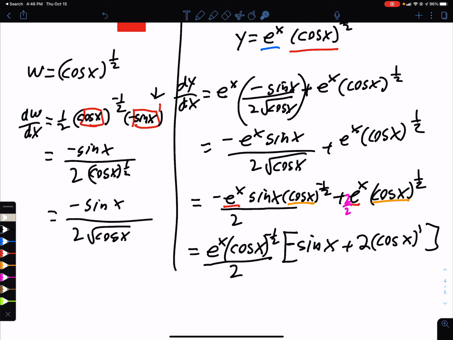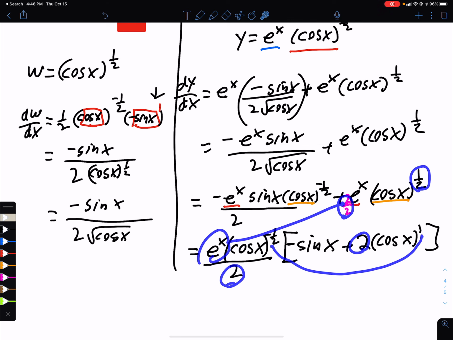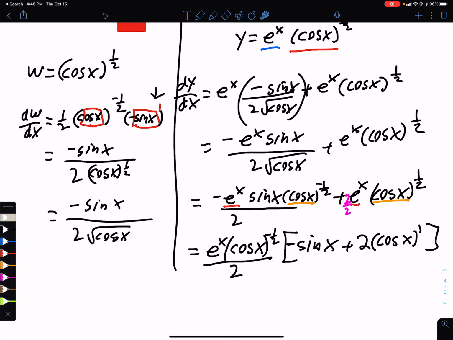Let's double check. What's negative 1/2 plus 1? That's positive 1/2, because I add exponents when I'm multiplying. And then I have the 2 there, and I have that 2. Well, that's there. There's my e to the x. I got it all. This is the factored form.